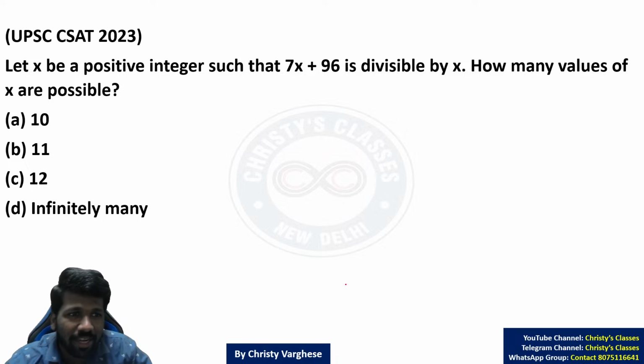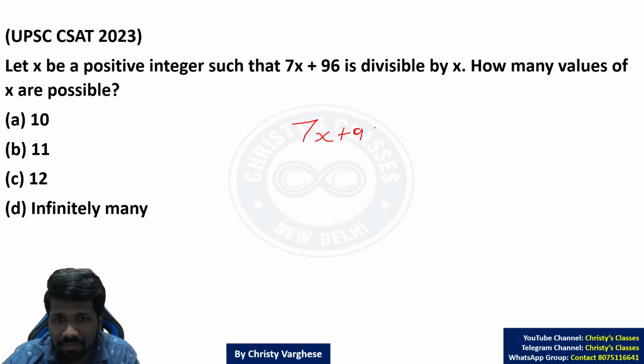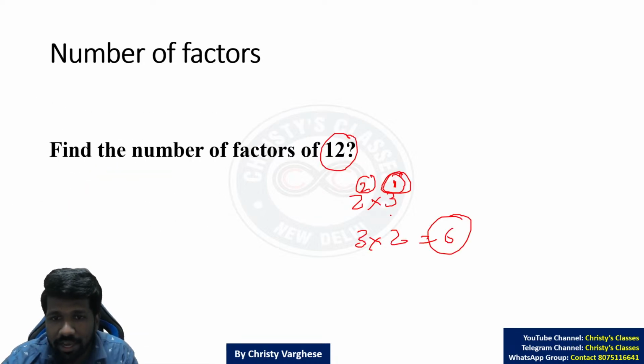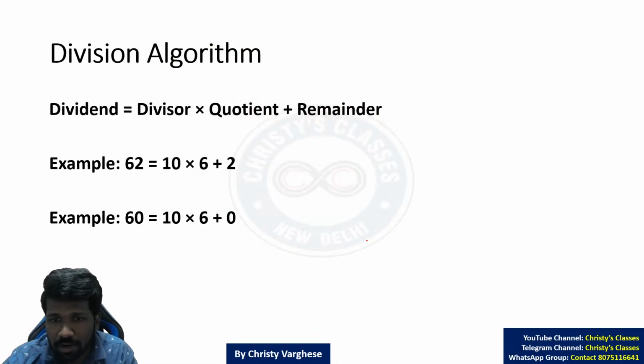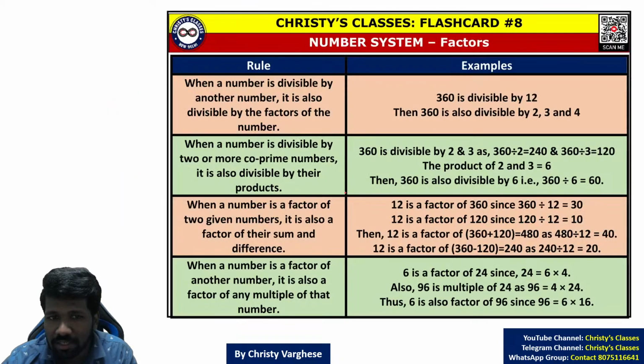How? I will explain. Let x be a positive integer such that 7x plus 96 is divisible by x. That means 7x plus 96 is divisible by x, so 7x is divisible by x also, and 96 is divisible by x also. Yeah, that I have actually added in this flashcard. Due to lack of time, I haven't discussed it.